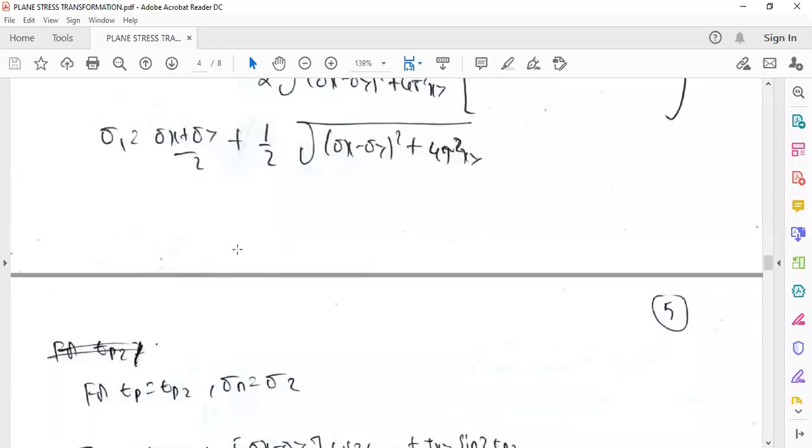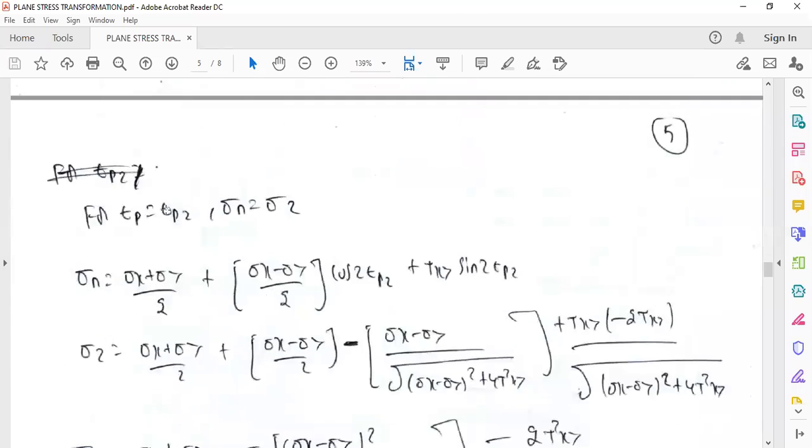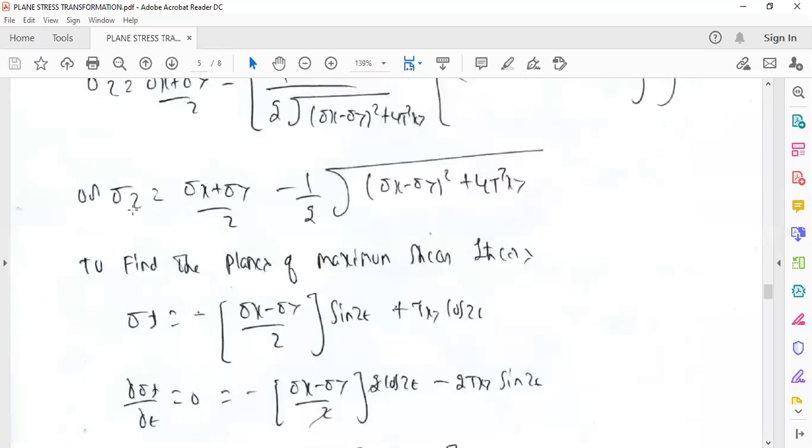What the principal stress says: sigma 1 is equal to sigma x plus sigma y by 2 plus half root of sigma x minus sigma y whole square plus 4 tau xy square. This is the maximum principal stress. The principal planes are the planes on which the shear stresses are zero and the normal stresses are maximum. So the maximum principal stress is sigma 1, and the minimum principal stress is sigma 2. This we have written.